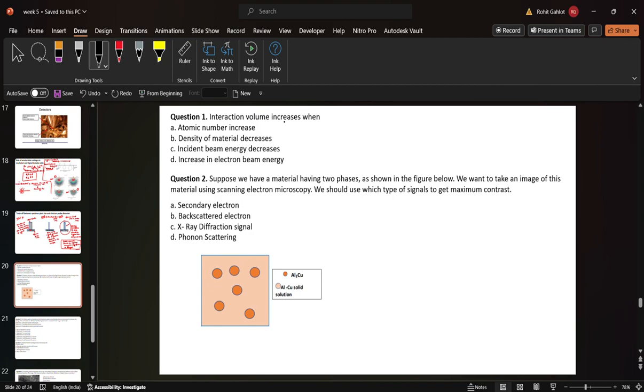So the first one is that your interaction volume increases, which we just studied about, the formula of the interaction volume, and it has also been discussed. So as your electron beam energy increases, your interaction volume increases.